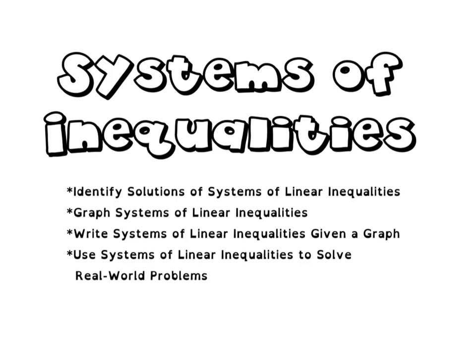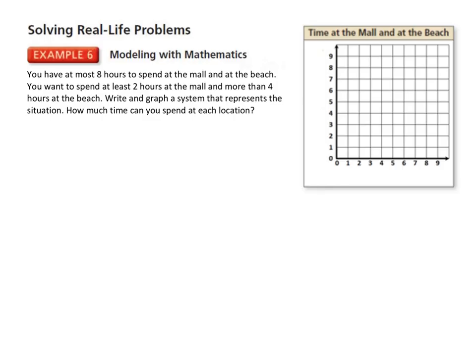Finally, we want to look at an example of using systems of linear inequalities to solve real-world problems. So the problem we're looking at is you have at most 8 hours to spend at the mall and at the beach. You want to spend at least 2 hours at the mall and more than 4 hours at the beach. Write and graph a system that represents the situation. How much time can you spend at each location?